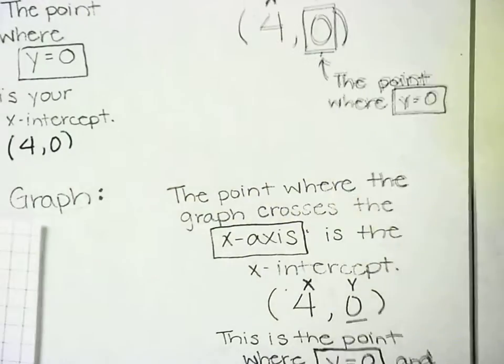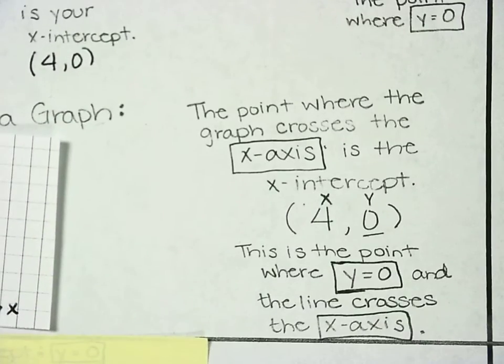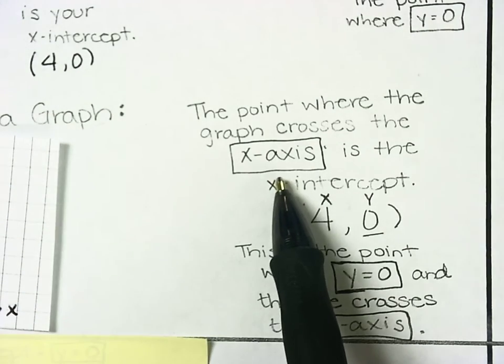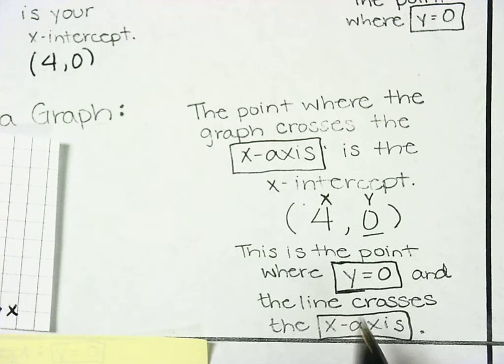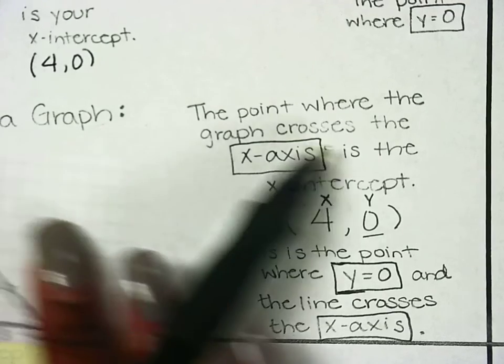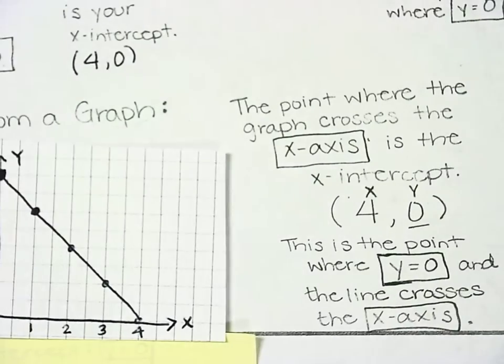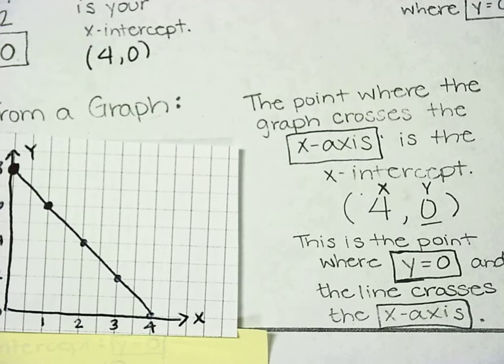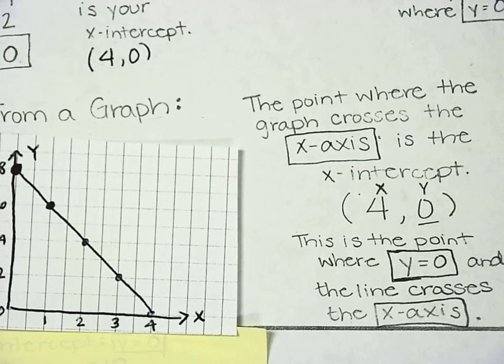On a graph, it's not much different either, except now we are looking for the point where the graph crosses the x-axis. This is the point where y is equal to 0 and the line crosses the x-axis. So looking at our graph, we see that we have a line and it's going down.